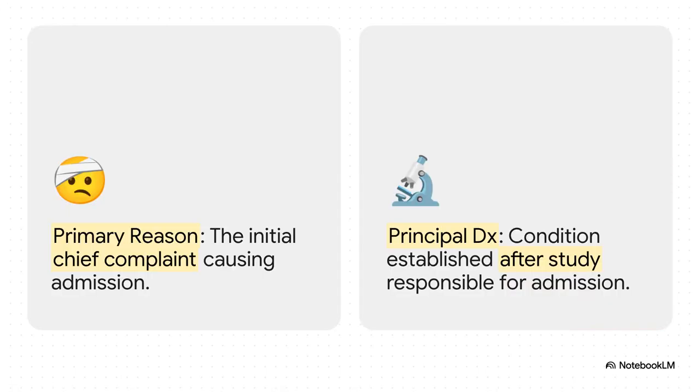Before we jump into how these codes get grouped together, we really need to clear up a massive distinction that trips people up all the time. There is a huge difference between the primary reason for admission and the principal diagnosis. The reason for admission, that's just the day one presenting symptom. Like, let's say the patient comes in with severe chest pain. But the principal diagnosis is the condition established after study to be chiefly responsible for the admission. So after running all those tests, that chest pain might actually turn out to be an acute myocardial infarction. And here's why that matters. It is the principal diagnosis, the acute MI, that actually drives the DRG assignment, not that initial symptom.